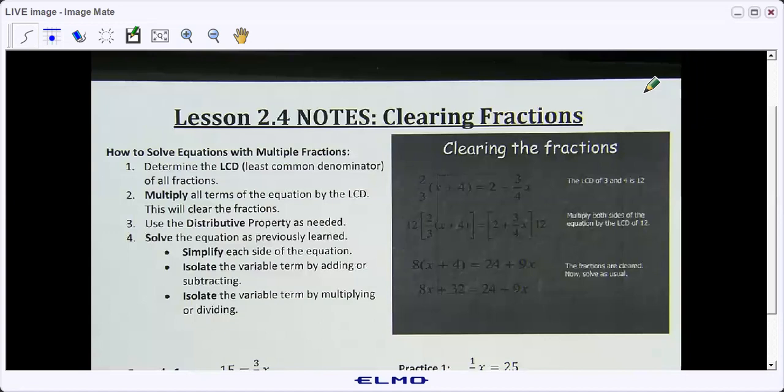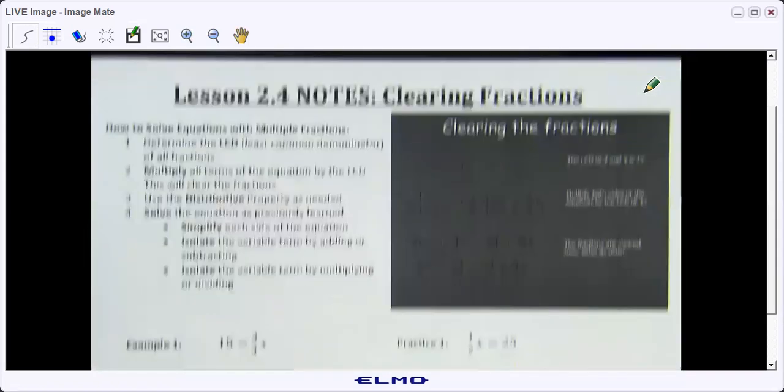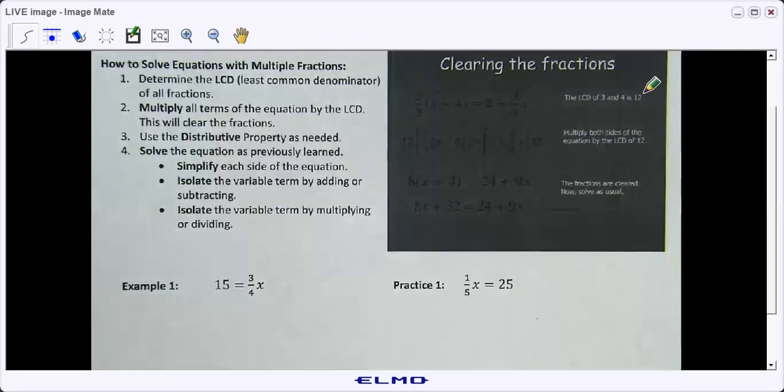So we're going to solve some of these like we normally do, and then I'm going to show you another option on how to solve problems with fractions by clearing out those fractions. Some of you will get it. Some of you will prefer to do these types of problems by finding common denominators. Either way works. It's just whatever your preference is. So before I even go through the steps, let's go ahead and look at example and practice 1.